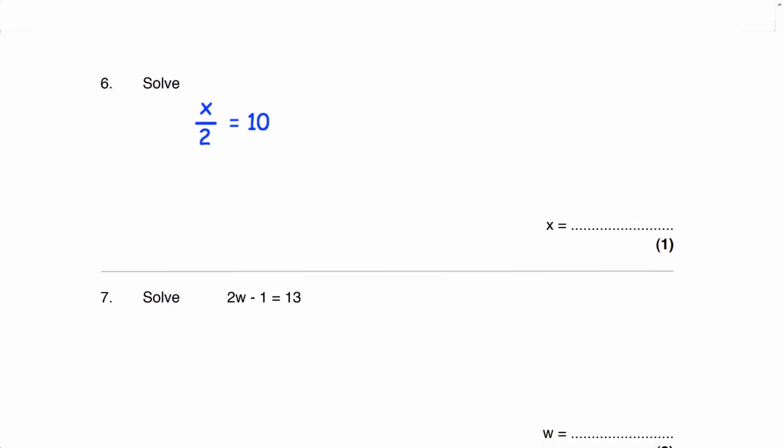And number 6, we have another fraction here, equal 10. And to get x, you have to multiply 2 on both sides of the equation. So x is going to be 2 times 10, and definitely that's going to be 20.